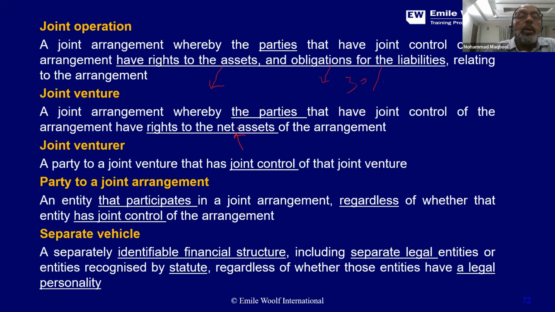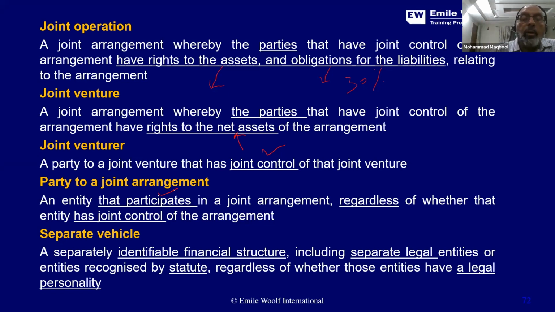A party to the joint control is a joint venturer. A party to a joint arrangement is one that participates in the joint arrangement, regardless of whether joint control is there or not. We call them a party to the joint arrangement. A joint arrangement where two or more parties have control, not joint control, is different. And then those who have the joint control are separate; the other is a participator.